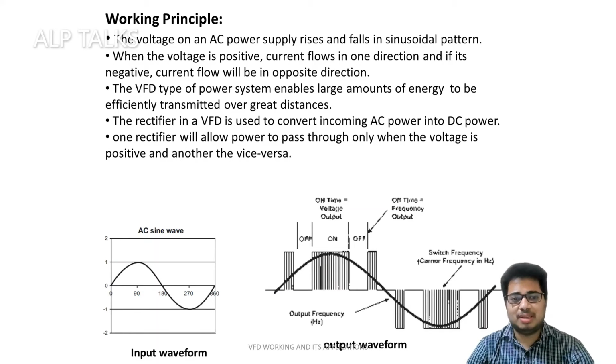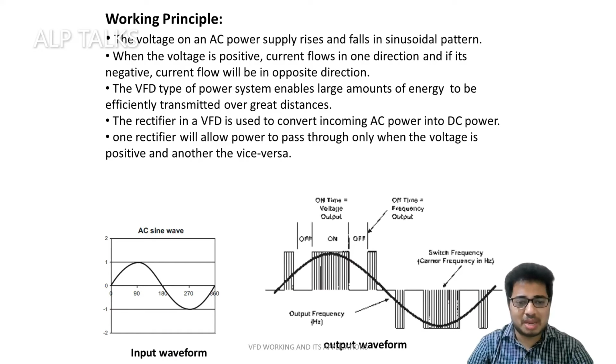So the working principle: the voltage on an AC power supply rises and falls in a sinusoidal pattern. When the voltage is positive, current flows in one direction, and if it is negative, the current will flow in the opposite direction. So the VFD type of power system enables a large amount of energy to be efficiently transmitted over greater distances. The rectifier in a VFD is used to convert incoming AC power into DC power. One rectifier will allow power to pass through only when the voltage is positive, another vice versa.